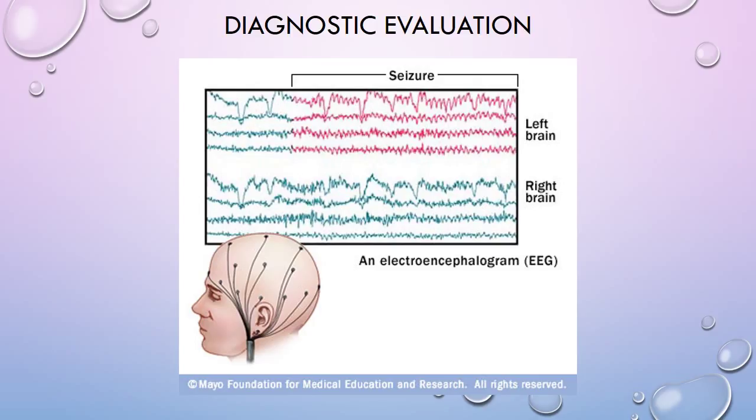Lab studies can be done, such as a CMP and a CBC. A CT may be done to detect cerebral hemorrhage, infarctions, or gross malformations. A lumbar puncture may be done to rule out meningitis. And of course, an EEG is the most useful tool for diagnosing and evaluating seizure activity.